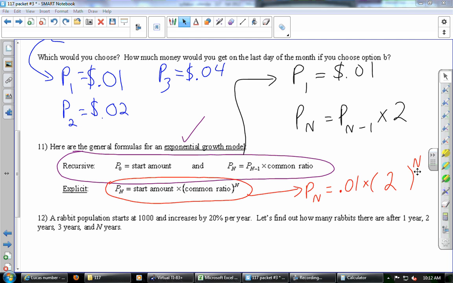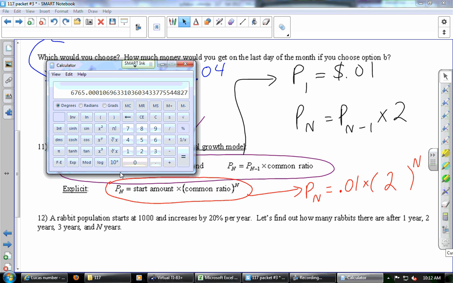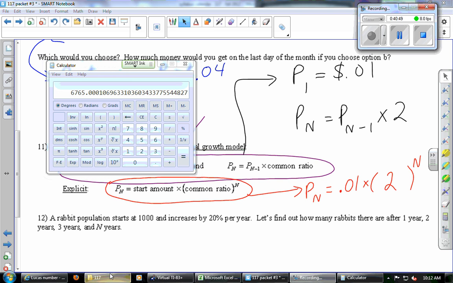What does it mean to cube a number? It's to multiply by itself how many times? 3 times. So if I do 2 cubed, I'm really saying 2 times 2 times 2, right? It's like hitting the enter button 3 times. So that formula right there, if we just plug it right into our calculator, should give us the right answer.